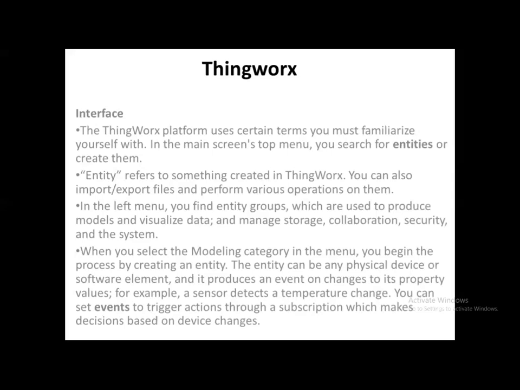When you select the modeling category in the menu, you begin the process by creating an entity. The entity can be any physical device or software element, and it produces an event on a change to its property values. For example, a sensor detects a temperature change. You can set events to trigger actions through a subscription, which makes decisions based on a device change.